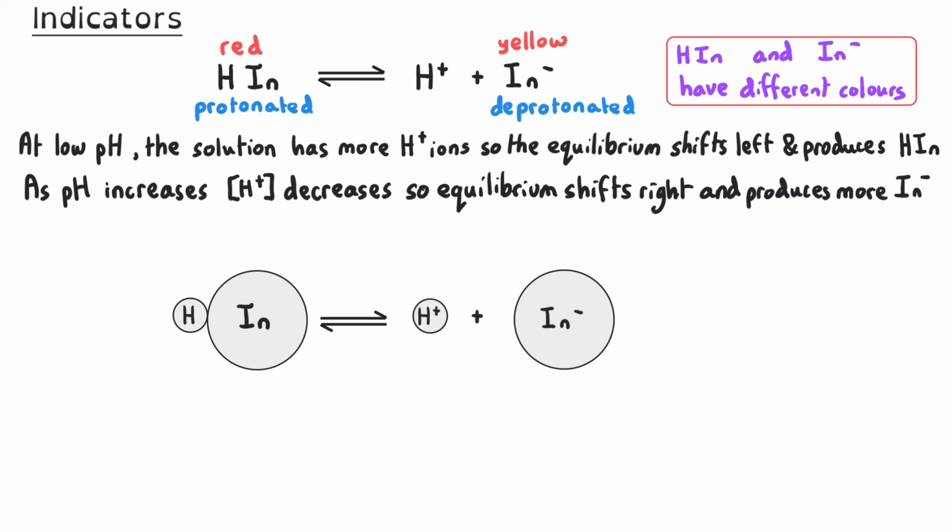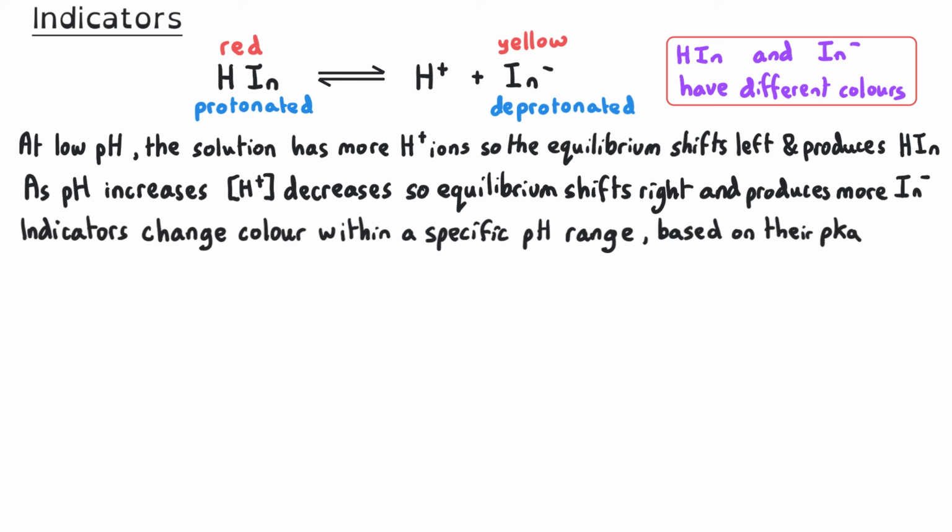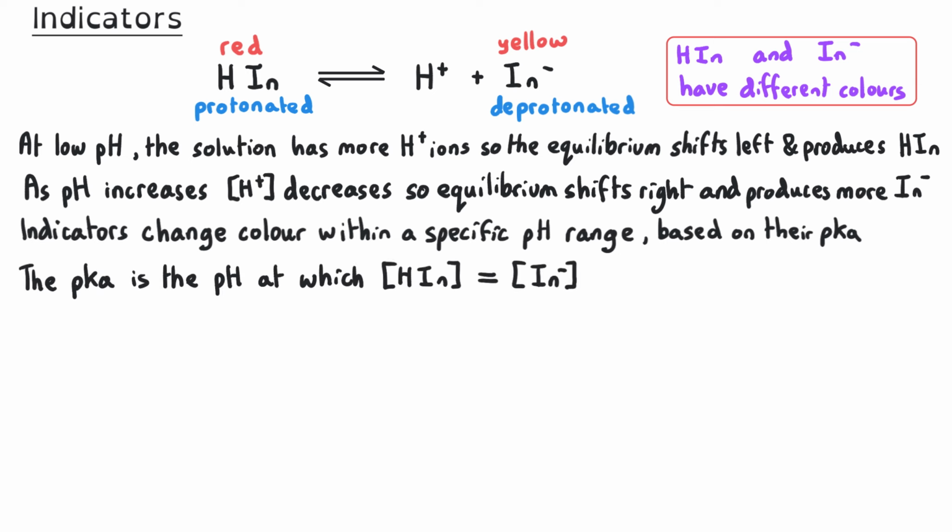Indicators change colour within a specific pH range based on their pKa. And the pKa for an indicator is the pH at which the concentration of the protonated form of the indicator and the deprotonated form of the indicator are equivalent.